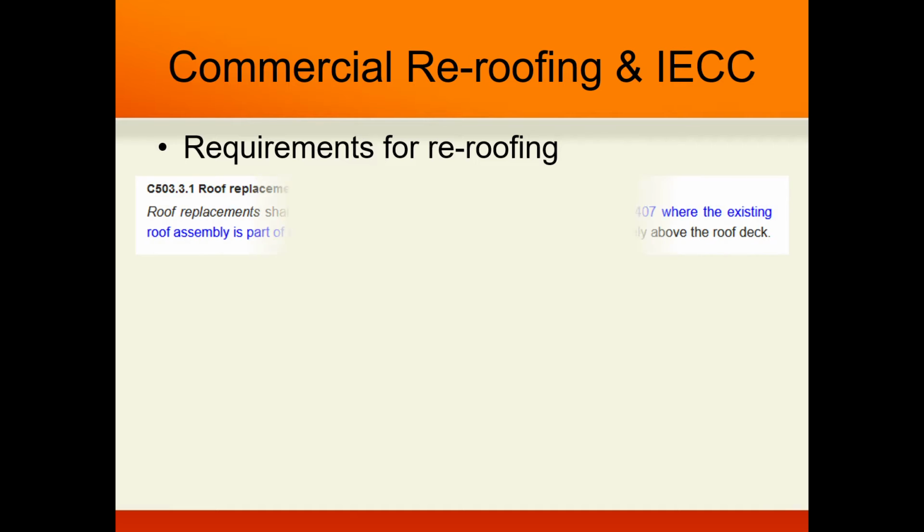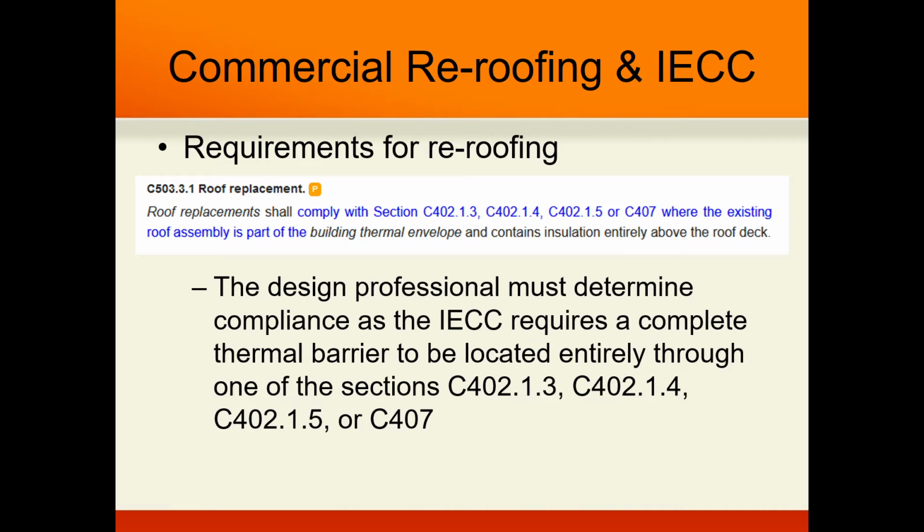Requirements for re-roofing, as we can see here in C503.3.1 about roof replacement, it says roof replacements shall comply with C402.1.3, C402.1.4, and C402.1.5, or C407, where the existing roof assembly is part of the building thermal envelope. This means the design professional must determine compliance, as the IECC requires a complete thermal barrier to be located entirely through one of these sections, whether we use the 402 or the 407 sections.